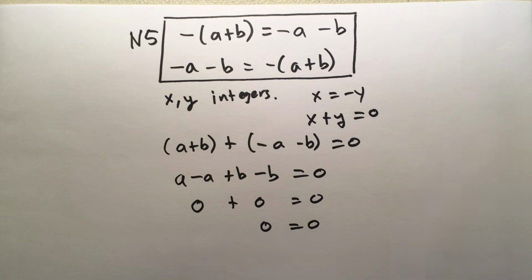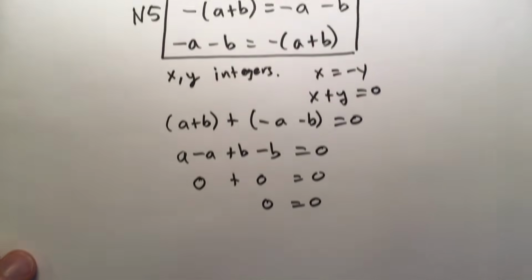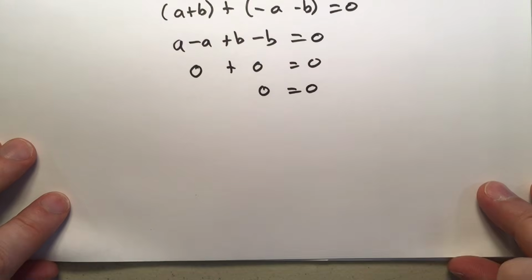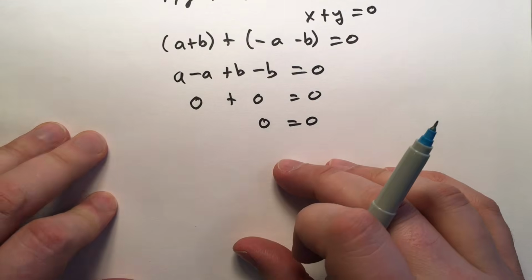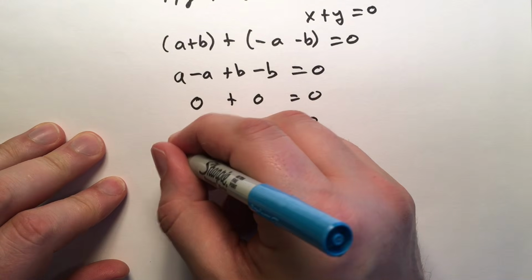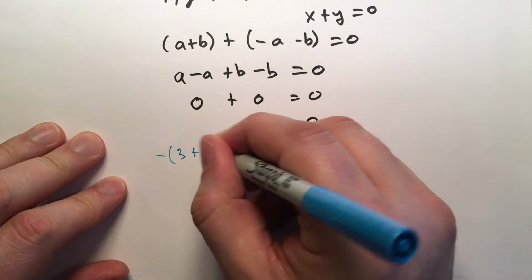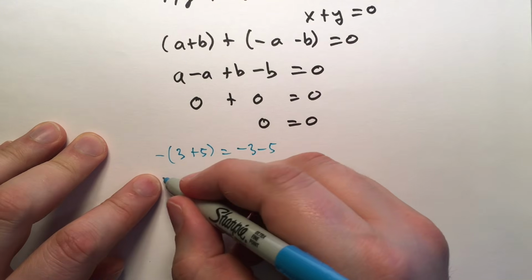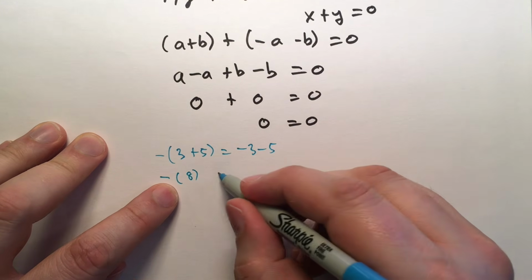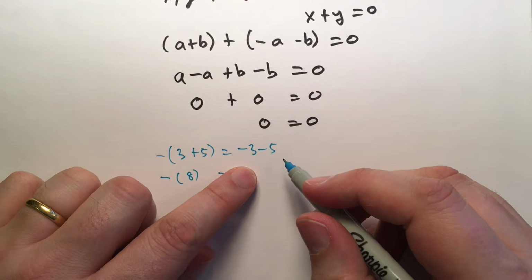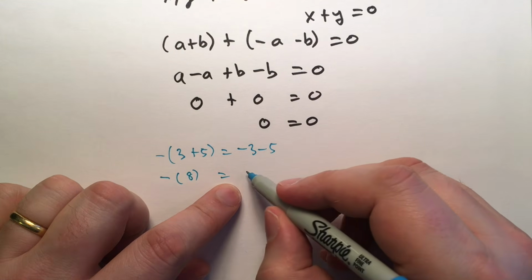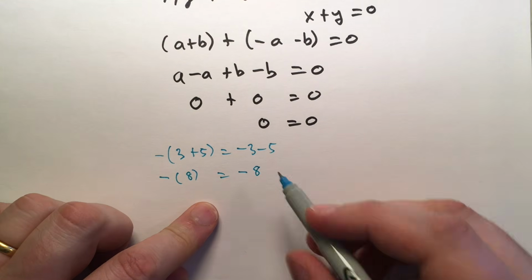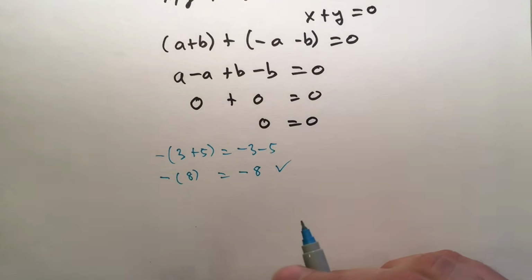Okay. As examples, let's write down some examples here. As examples, we have minus 3 plus 5. Is that the same as minus 3 minus 5? Well, that's minus 8. And if you start at minus 3 and move left 5, then you'll get to minus 8 on the number line. So this is indeed equal. So that checks. Okay.